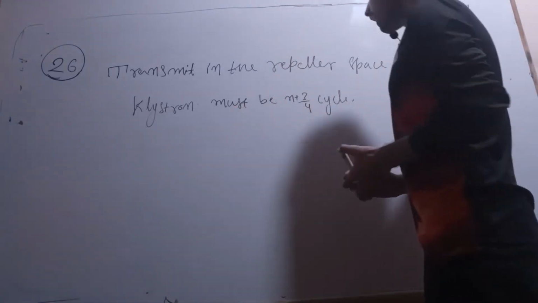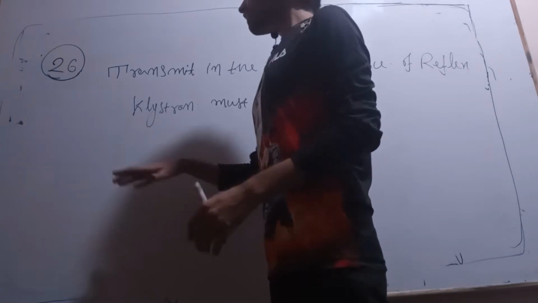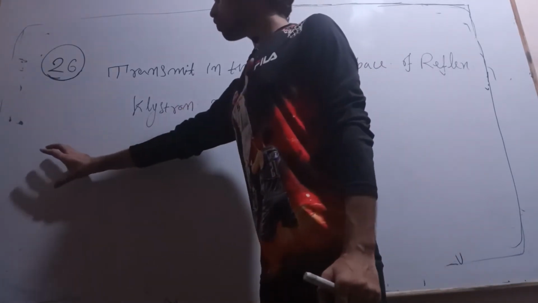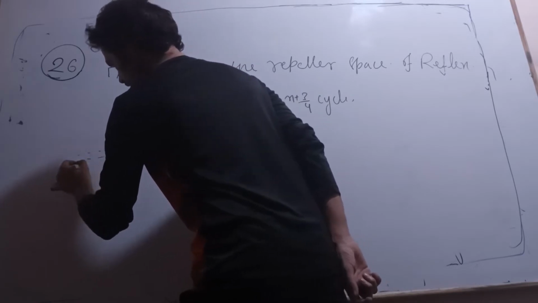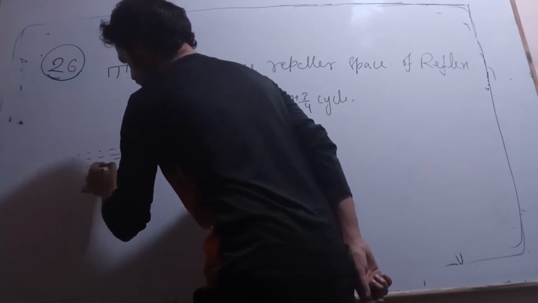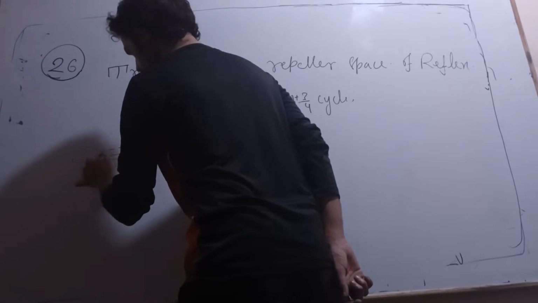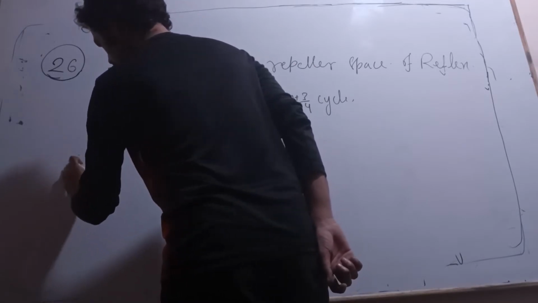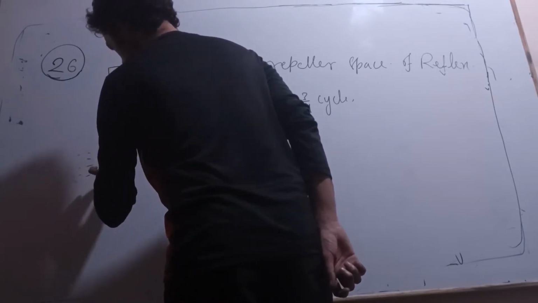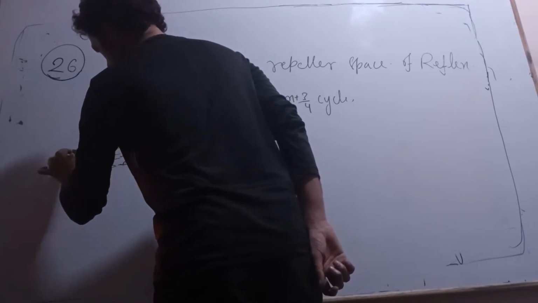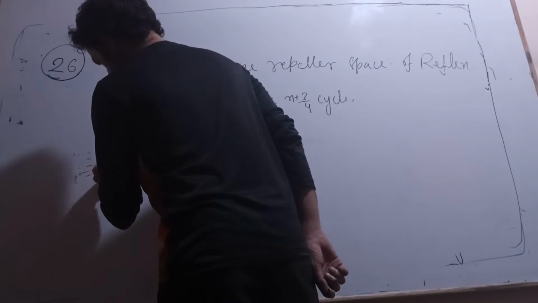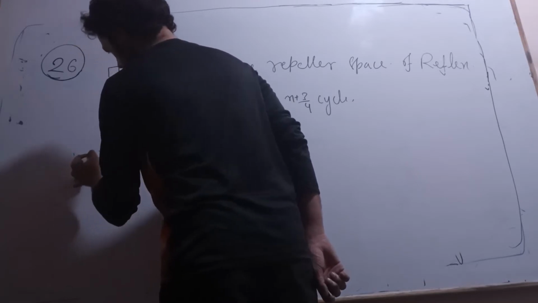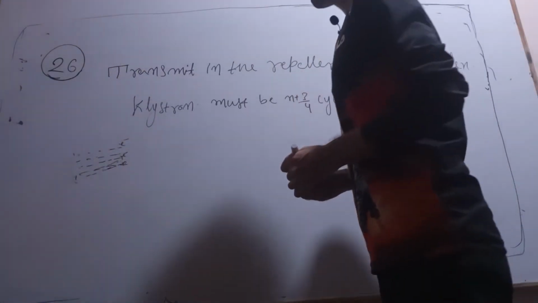Now, if you see the motion of the electron that we are generating from the cathode, the motion of electron means the velocity of electron. The velocity of these electrons is uniform. All have uniform velocity.